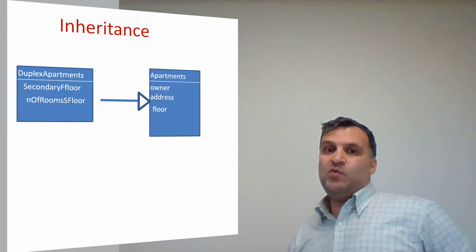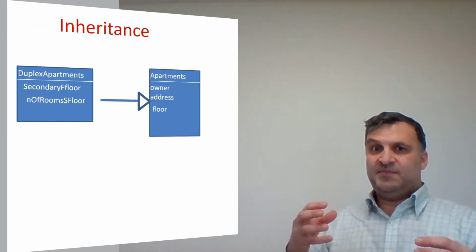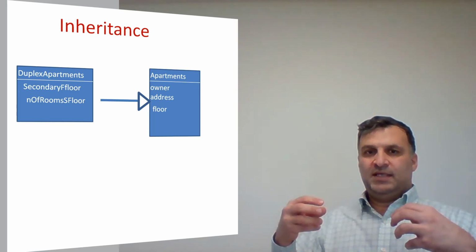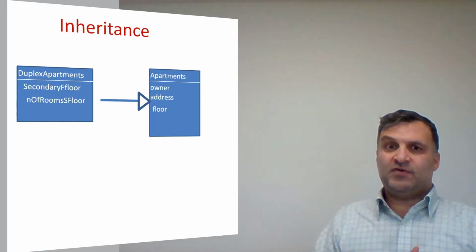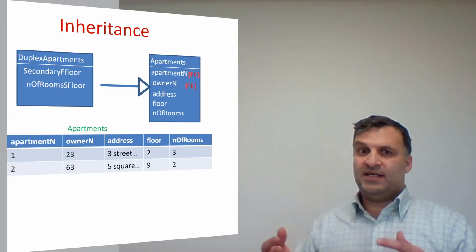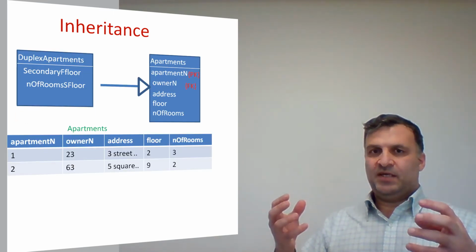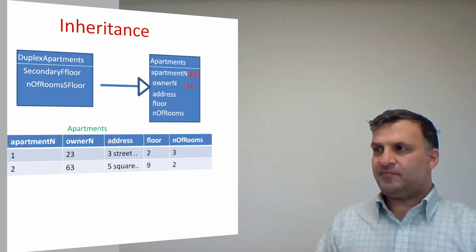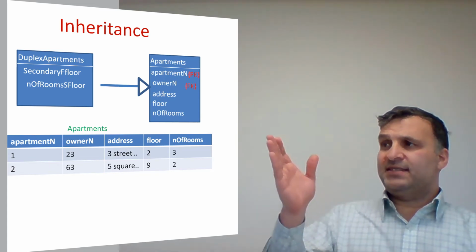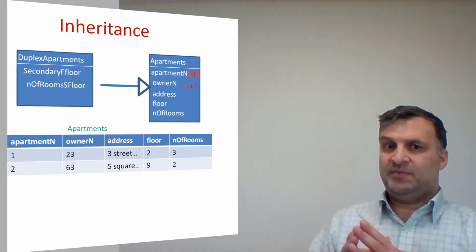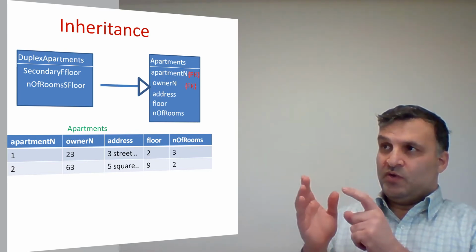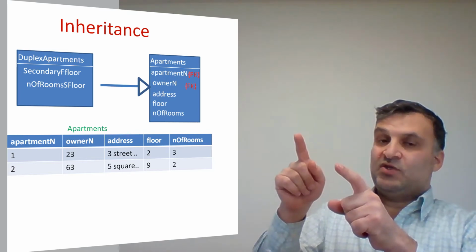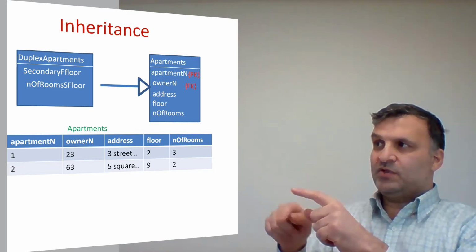The question now: how can we convert the relationships between diagrams into databases, into tables? The inheritance, for example, how can we convert the relationships between classes into tables? For example, we have this inheritance relationship between the subclass and the superclass. We know that a duplex apartment should inherit all the attributes of the apartment.